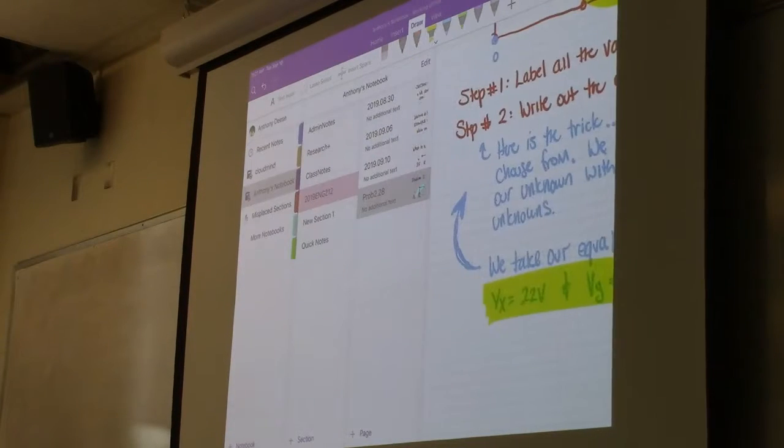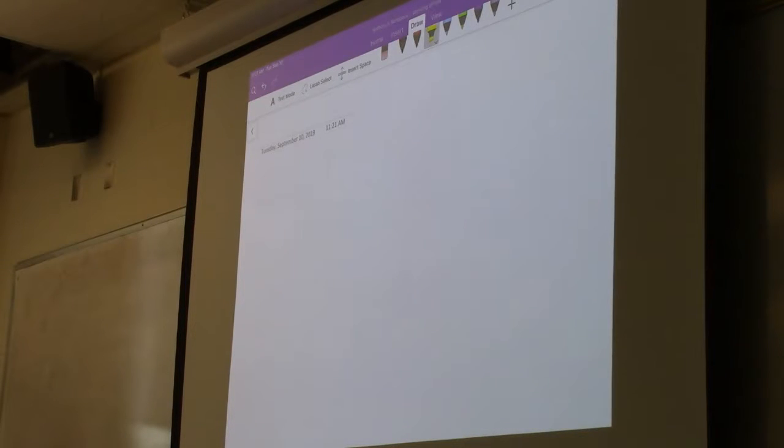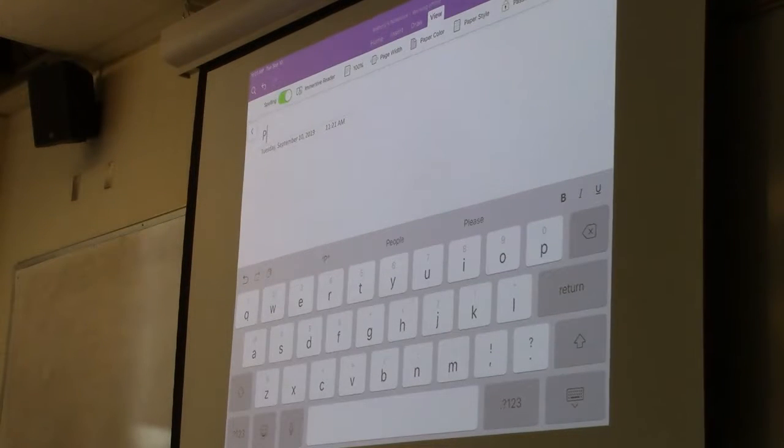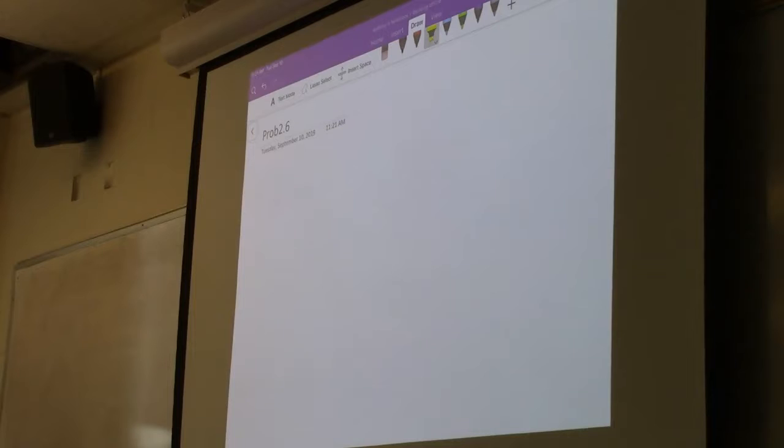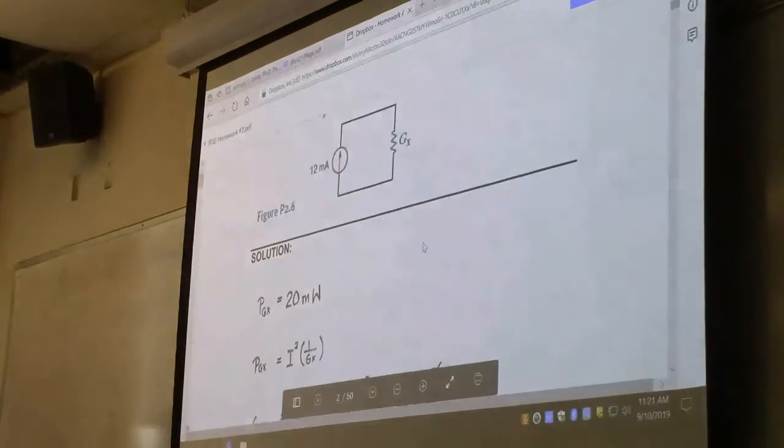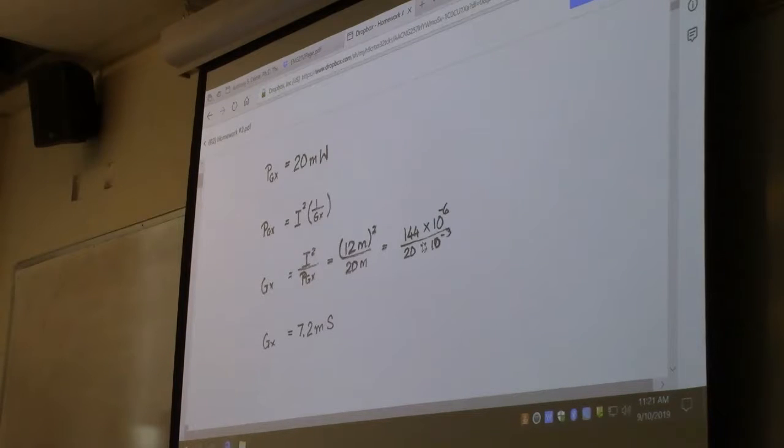Number 6. Okay, so for this one, I think I can just explain it. I don't necessarily have to do it in the... Yeah, go for it. The equation is V equals I squared R. Mm-hmm. I don't understand why it's 1 over G instead of 1 over G.